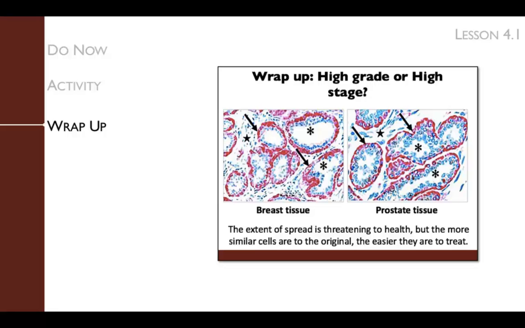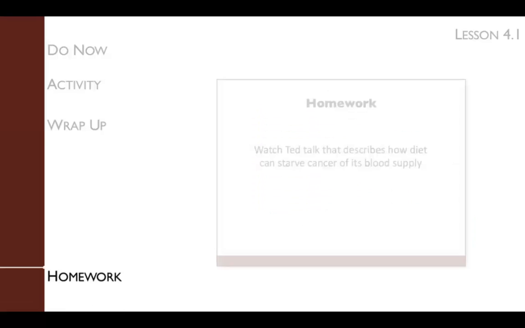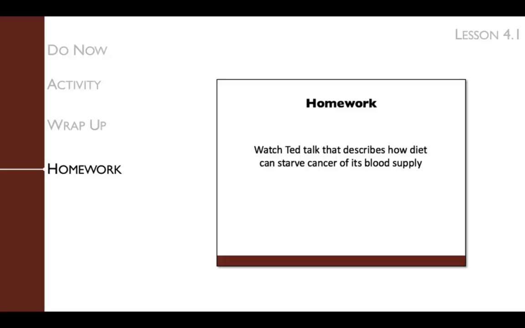Remind students that grades define the potential of cancer to spread, and stage defines the extent that the cancer has spread. Lower grade tumors are easier to treat because they have acquired fewer mutations and are therefore more similar to each other. They are also less likely to become resistant to chemotherapy. For homework, have students watch a TED Talk about the role of angiogenesis, which is the process by which new blood vessels form, in cancer.